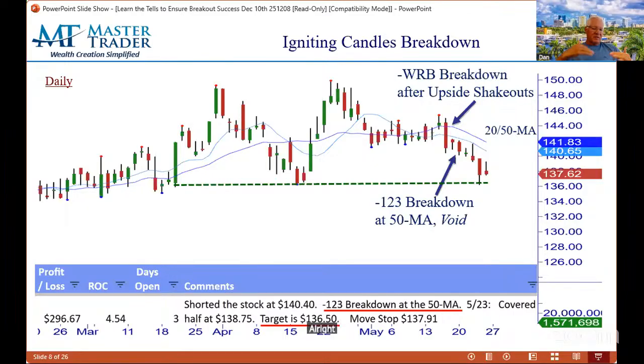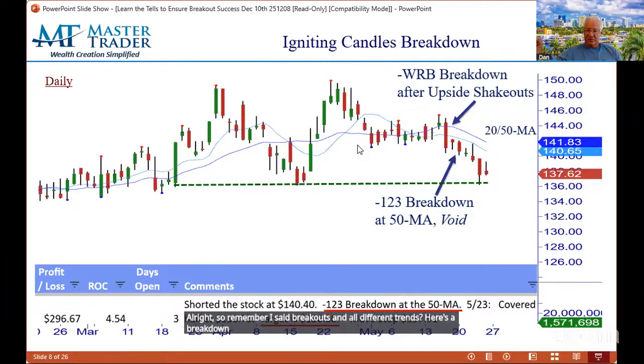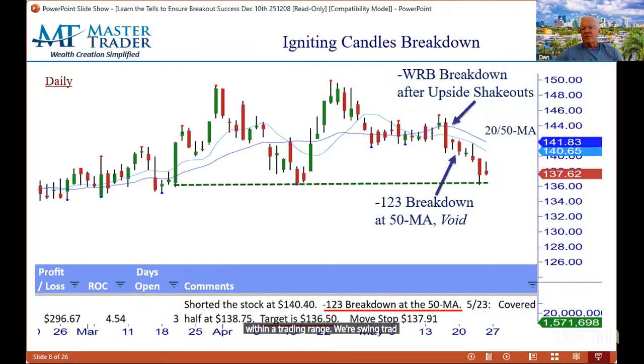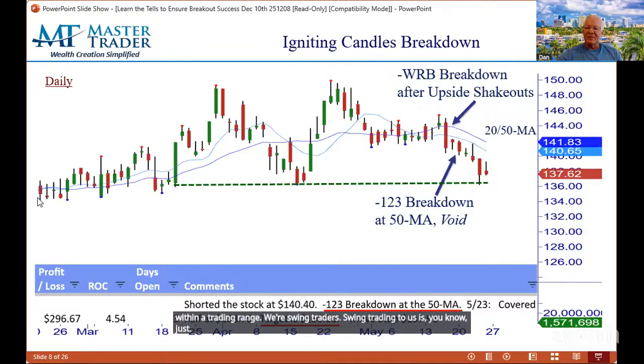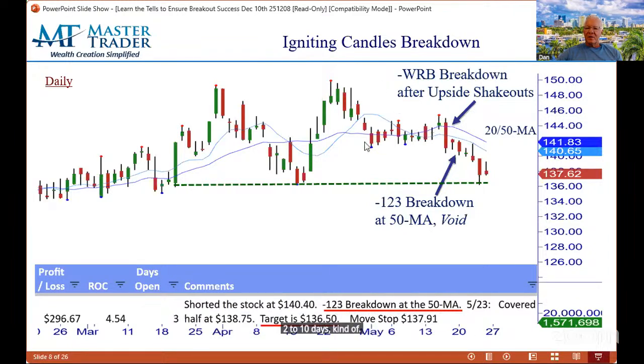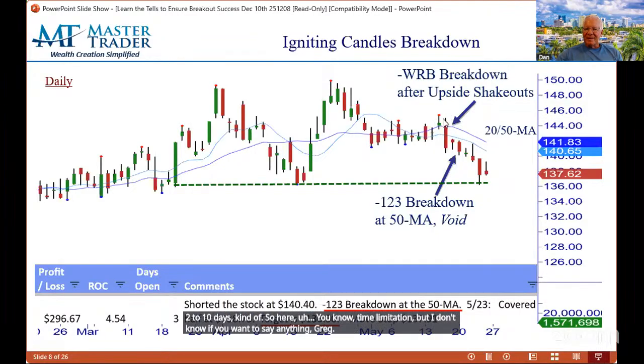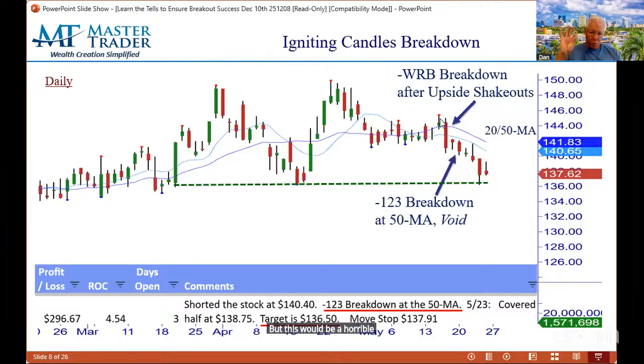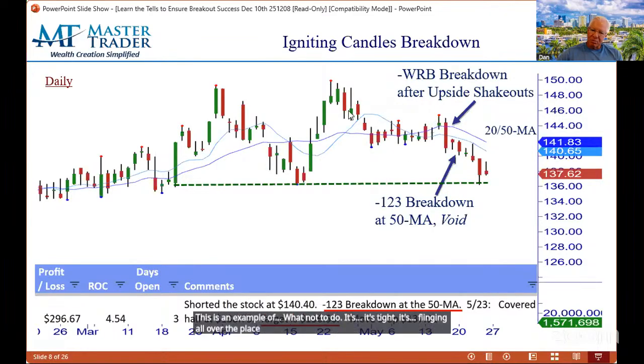All right, so remember I said breakouts and all different trends. Here's a breakdown in a sideways trend within a trading range. We're swing traders. Swing trading to us is just 2 to 10 days, kind of. So here, time limitation, but I don't know if you want to say anything, Greg, but this would be a horrible quality breakout. This is an example of what not to do. It's tight, it's slinging all over the place, and there's no price void.